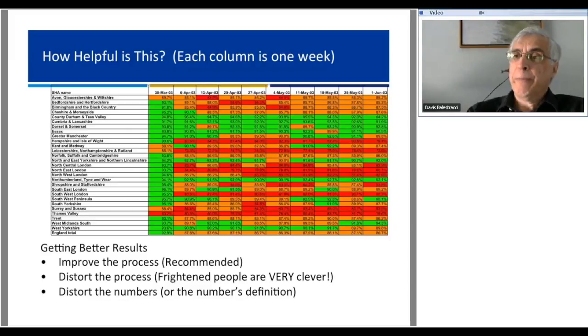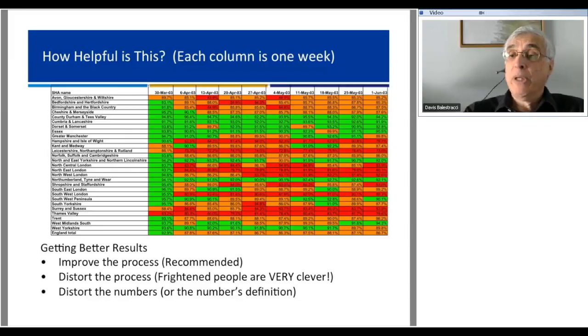This was the last week of the fiscal year, March 31st. They were told in January that each health authority was going to get a rating of 0 to 3 stars. And that rating would depend on their performance the last week of the fiscal year. The moral of the story? Frightened people are very clever. There are 3 ways to get better results. One is improve the process, and that's the one I highly recommend. So what people did was they distorted the process.